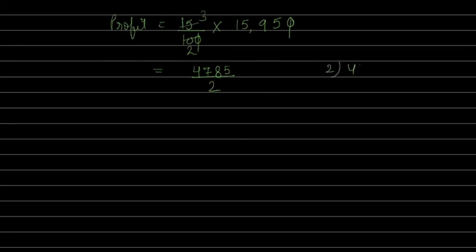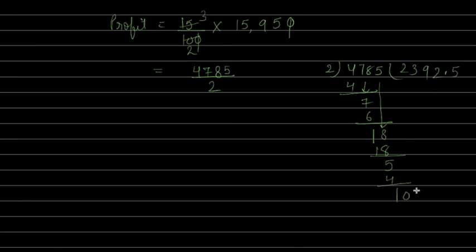Let's see. 4 7 8 5. 2 2s are 4. Copy 7. This will give you 2 3s are 6, 1. Then you need to copy 8. 2 9s are 18. Then 5. 2 2s are 4, 1. Place a decimal. Add a 0. 2 5s are 10. So profit is coming as rupees 2392.5. Right? So we have got the value of profit.